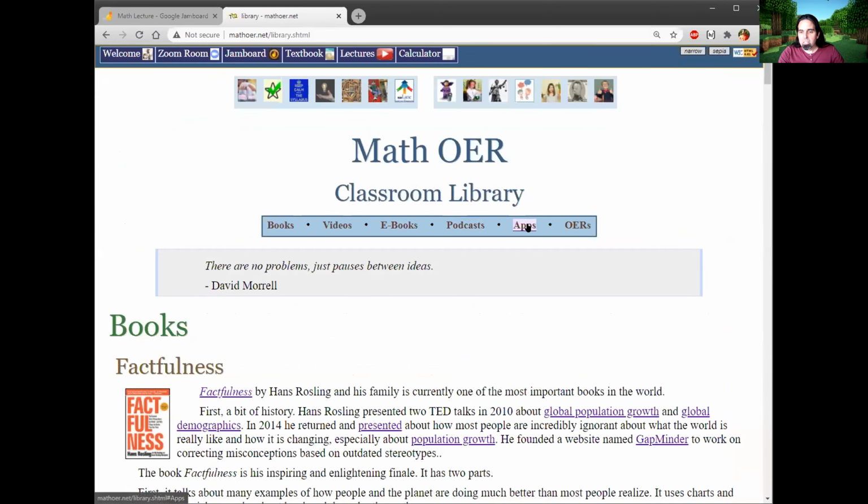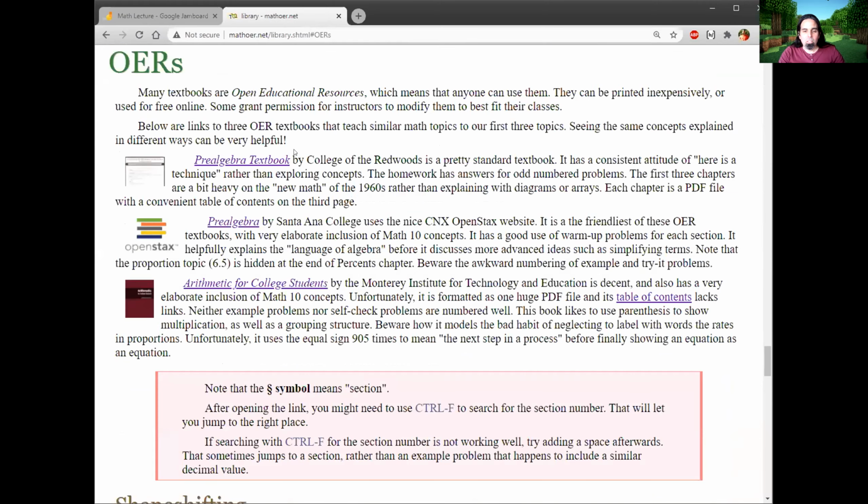Ebooks, podcasts, apps, and OERs. If you want to know why we have a fancy website instead of using an OER, it's because the OERs just aren't as good at this level, unfortunately. I would love to not have to design a fancy website. But if you look at them, come on.